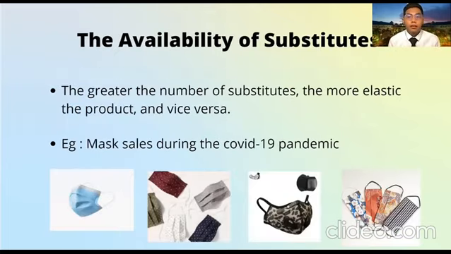Next, the availability of substitutes. For this determinant, the greater the number of substitutes of a particular product, the more elastic it will be, and vice versa. For example, masks during the COVID-19 pandemic. Because of the pandemic, many producers tend to sell masks, so there are many options for customers to choose from when buying a mask. So masks tend to be elastic.